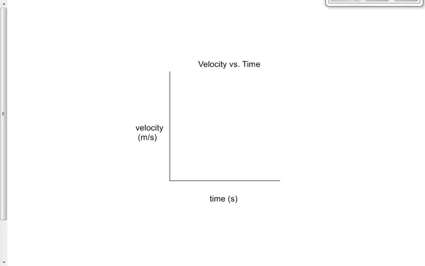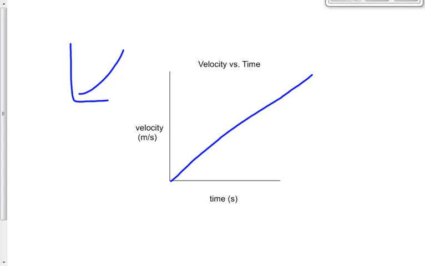What should the shape of the velocity time graph be? The position time graph was curved upwards. The velocity time graph should be what? Curve upwards? No. Should be a straight line. The velocity time graph should be a straight line. Can you tell me why it's a straight line?